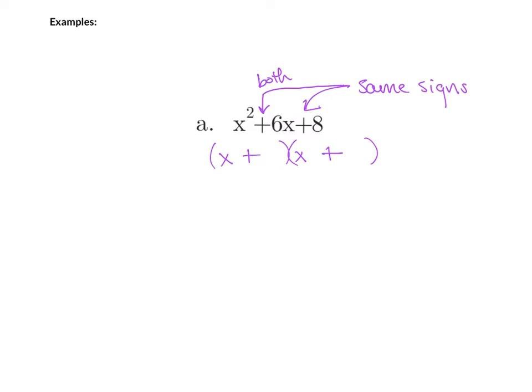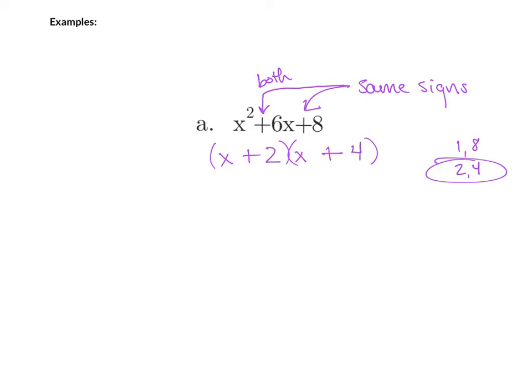Now from here, we want to talk about the numbers. So I want to start by looking at the 8. I want things that multiply to 8. So what are all the things that multiply to 8? Well, you have 1 and 8, and you have 2 and 4. Now recall that since we're talking same signs, if the numbers have the same signs, then they have to add to 6. So which pair over here adds to 6? It's going to be the 2 and the 4. So we get 2 and 4.